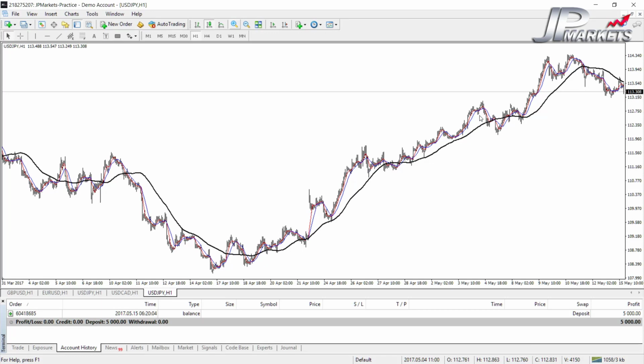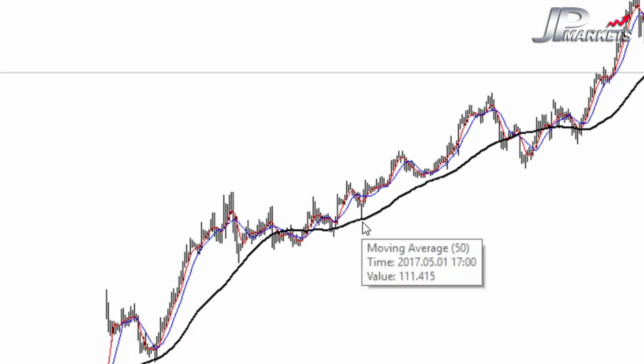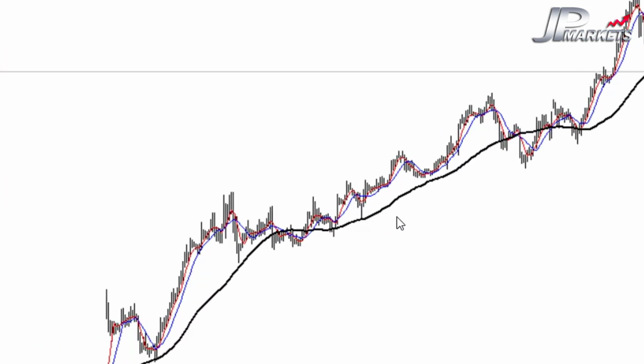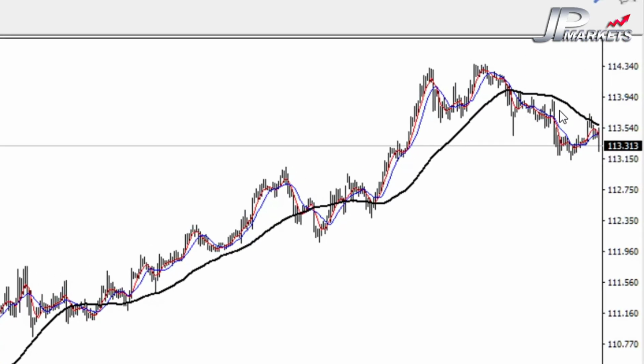Now, there are a few ways to help determine the direction of the market. I'm going to show you the simplest one that involves another moving average, and it involves this moving average, the black MA50 that we have. When the market and the moving averages, the smaller ones, are above the MA50, then we are looking at a bullish market. When it moves below, then we start looking at a bearish market.